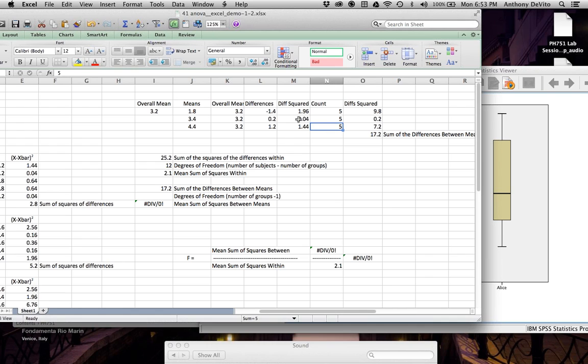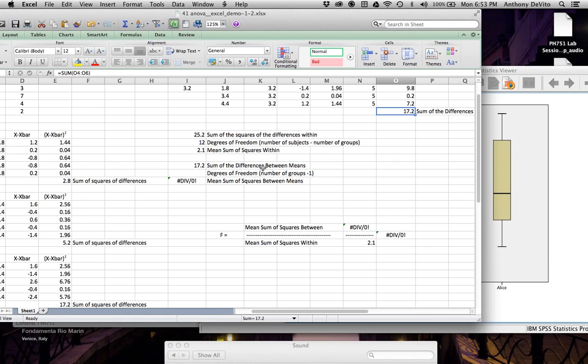We got lucky. I could have just averaged these. We got lucky because the sample sizes in all 3 groups are the same. It's not always going to be that way. This will account for different sample sizes. So the difference is squared: 9.8, 0.2, 7.2, which is 17.2. Now that represents my sum of squares of the differences between the means.